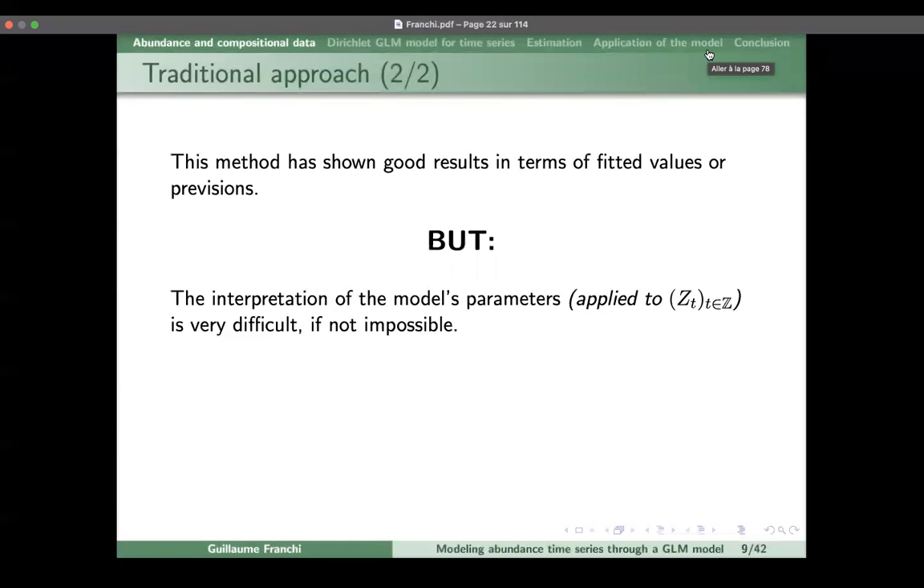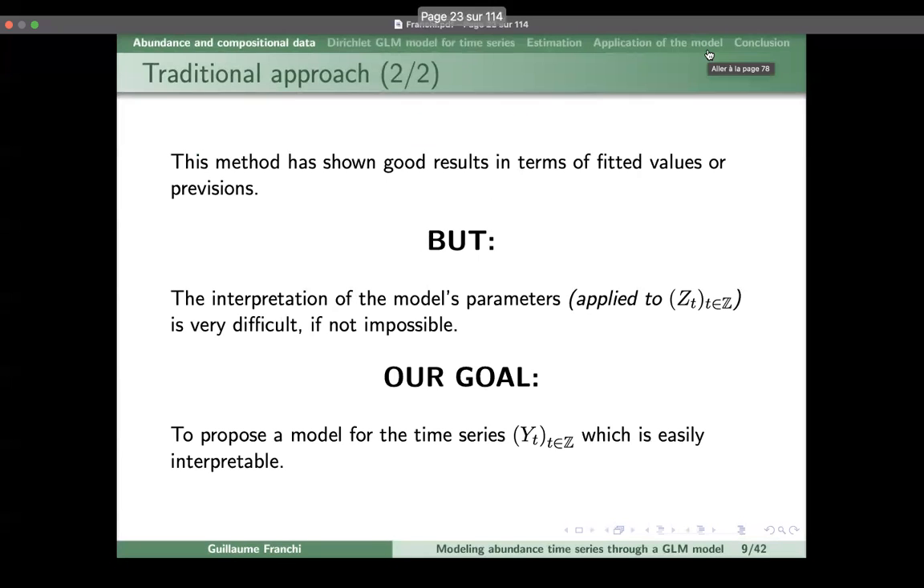But there is a big problem when it comes to interpretation, because you apply the model on the transformed time series. And if you want to have an interpretation in the original state space, it is very difficult, if not impossible, to know what the parameters mean in the real world. So our goal here is to propose a model which could be easily interpretable for ecology scientists. So we will work only with the original time series Y_t.